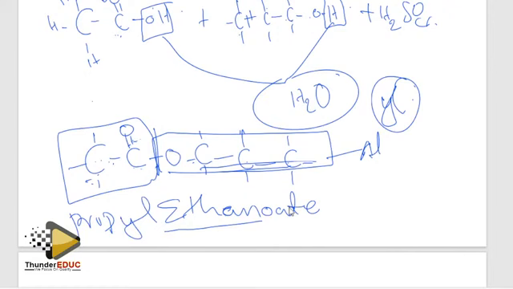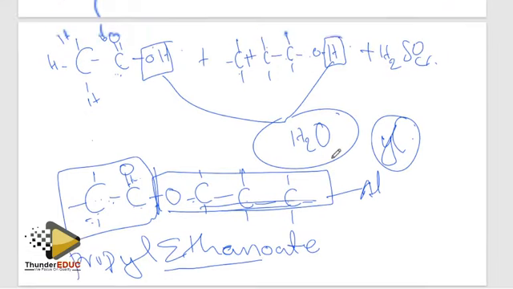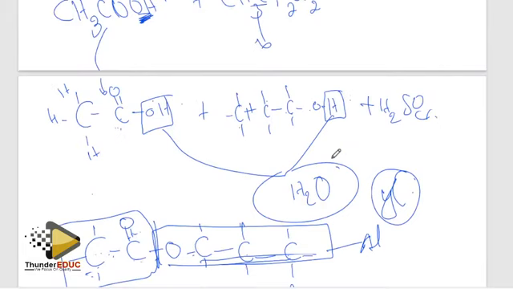So guys, that's how you're supposed to name it, the carboxylic acid and the esters. So don't make a mistake. Why do we use sulfuric acid?